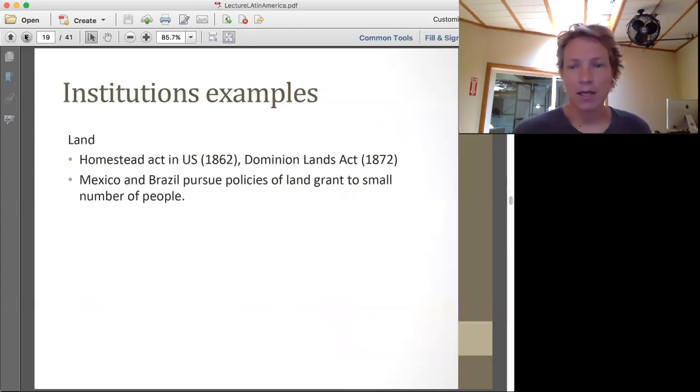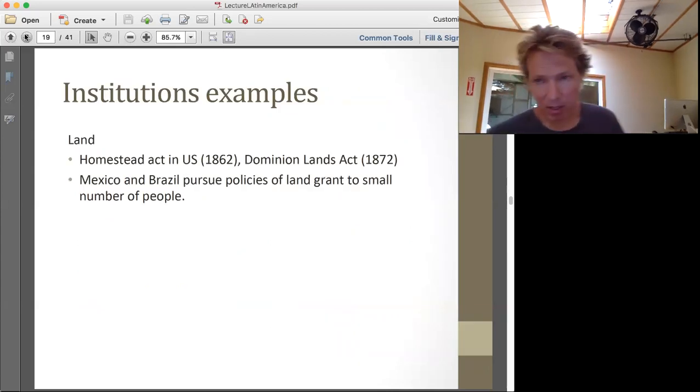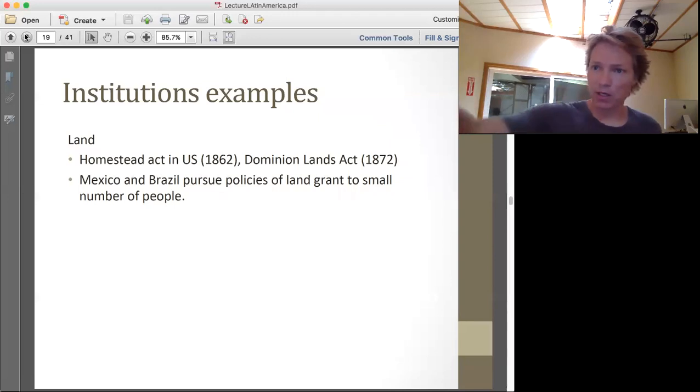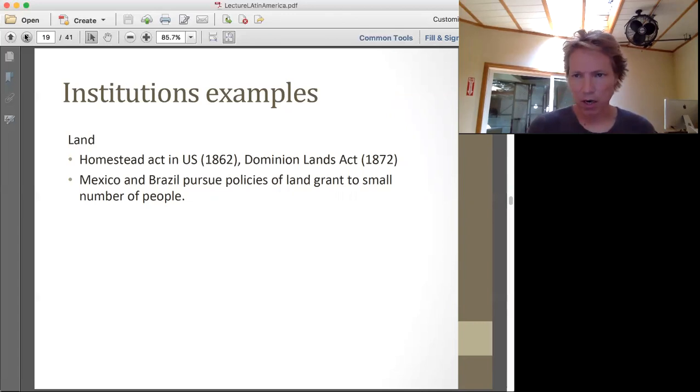All right, land. So this is a big deal. Many of these countries expand into the interior, and there's a bunch of land that is taken from the natives in this time period. And the question is, what do we do with this land? In the US and Canada, we have the Homestead Act and the Dominions Land Act. In Canada, essentially, it's granted to the population. Like, if you want it, you go out, you settle on it, and boom, you can have the land.